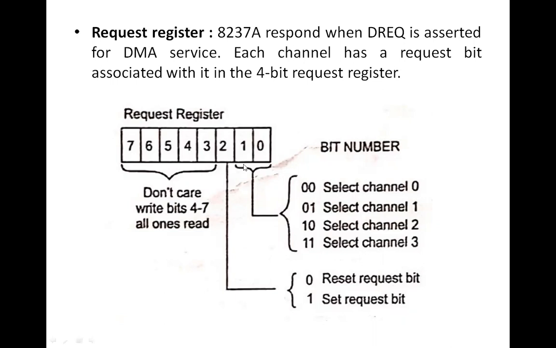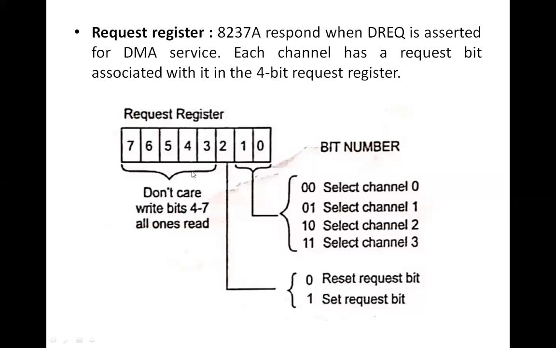Meaning thereby, bit number 0 and 1 are going to select the channel. Whether it is 00, channel 0 will be selected. Similarly, 01, 10, and 11. And bit number 2 is going to either reset the request bit or set the request bit. If bit number 2 is set to 1, it means the device which wants to make a DMA request can be entertained by the DMA. Otherwise, if it is 0, it will not.